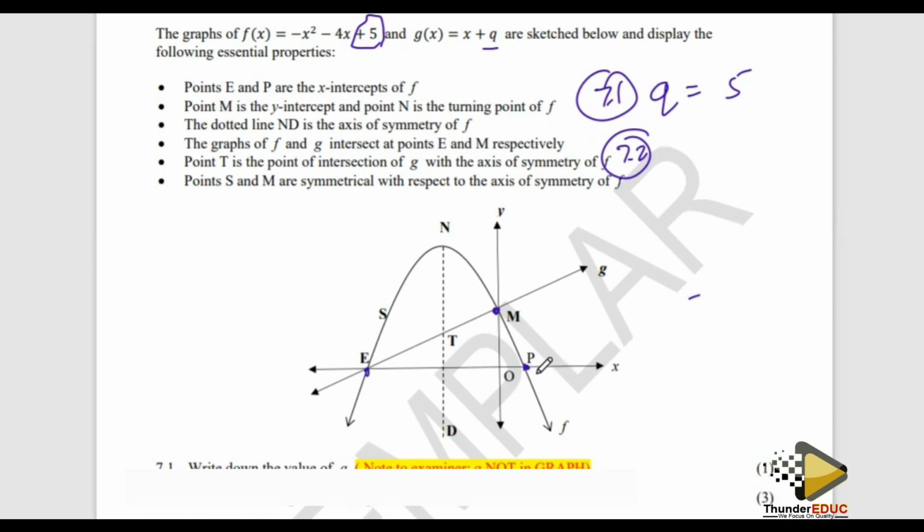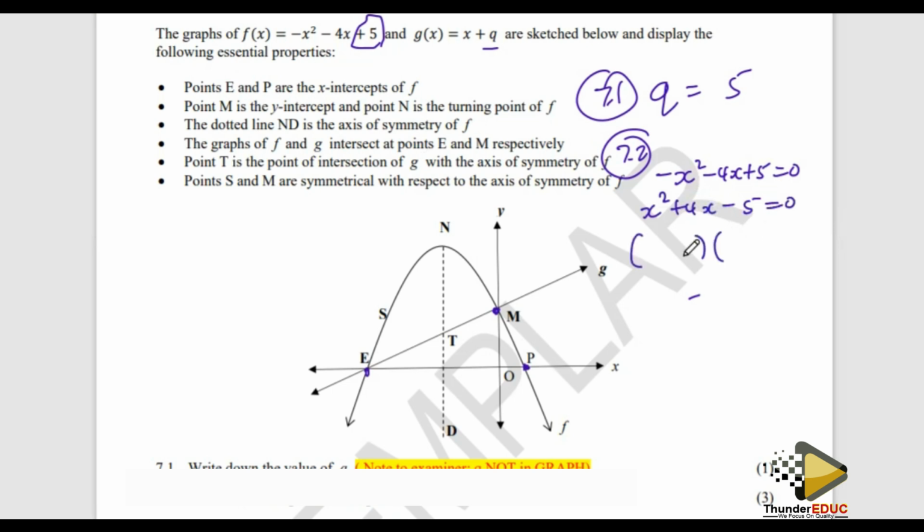So we know that it's along the x-axis. We need to find the x-intercept. It's along the x-axis, which means y is 0. So I'm going to say negative x squared minus 4x plus 5 is 0. Divided by negative, x squared plus 4x minus 5 is 0.